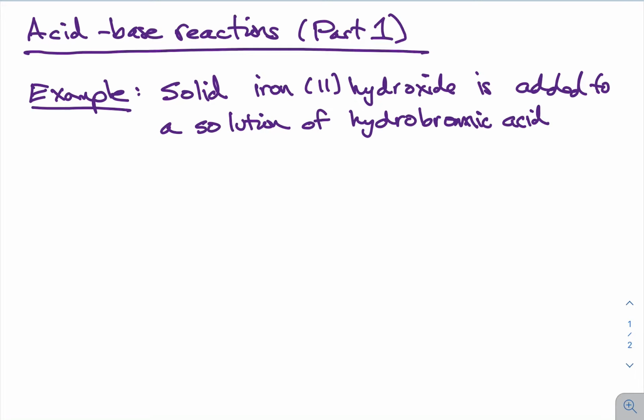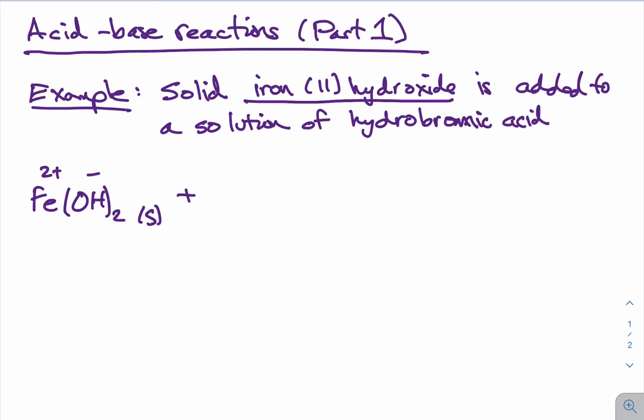All right, so this is an example of the sort of problem that you would be asked to do. We're going to start by converting these names to formulas. So we've got iron 2 hydroxide. Remember, that's Fe with a 2 plus. Hydroxide is OH minus, so there's two of them. We're told it's a solid. Also, if you look this up on any solubility table or list of solubility rules, you'll see that this compound is insoluble in water.